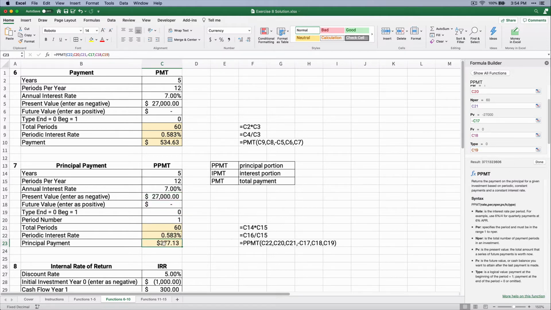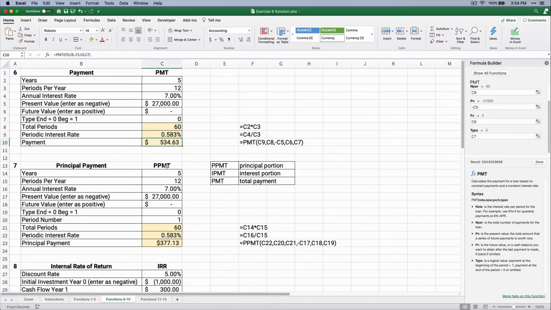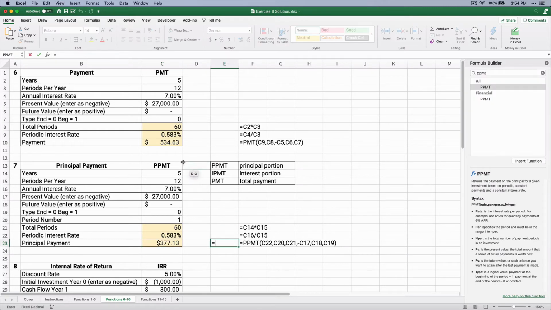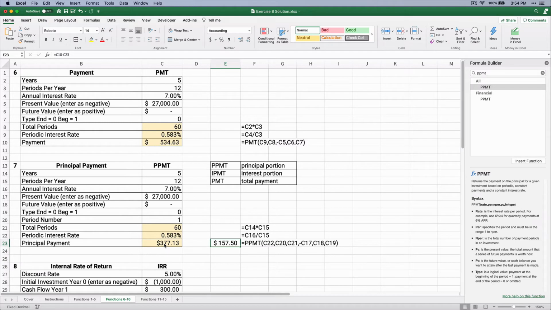So what happens is, if we make our first payment, we buy this car for $27,000. The very first payment is $534. The very first payment has principal of $377. So if we took the $534 minus the $377, how much interest do we pay? We pay $157.50 of interest the very first month. Okay? So you can do this, the total payment, the interest portion, and then the principal portion. All right, so we're halfway through here.